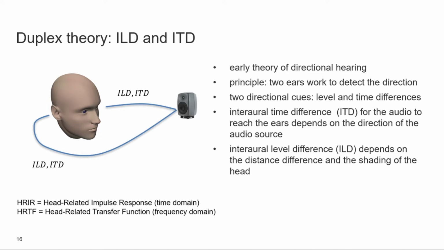First of all, there can be a level difference between the ears, and this level difference can depend on the direction of arrival for audio. And there can be a time difference for the audio to arrive at both ears. The first one is called ILD and the second one is called ITD.